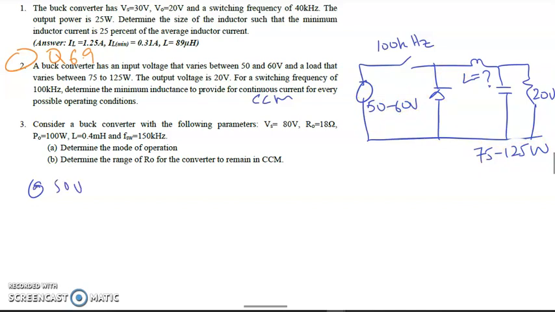So we need to find the duty cycle. We consider both the duty cycle and the output resistor value. At the 50 volt scenario, 50 volt input means that we consider the input reduced to its minimum voltage. So the duty cycle would be 20 divided by 50, V out divided by source Vs.